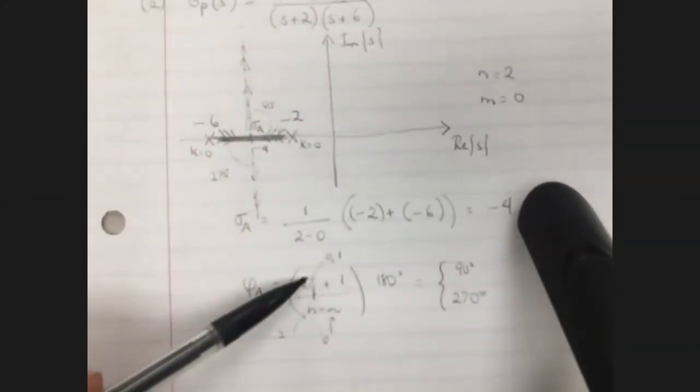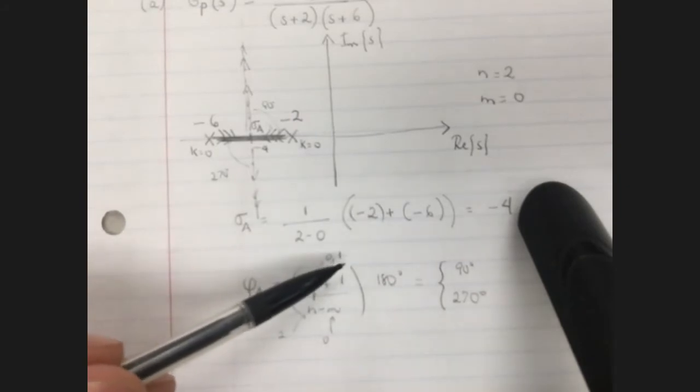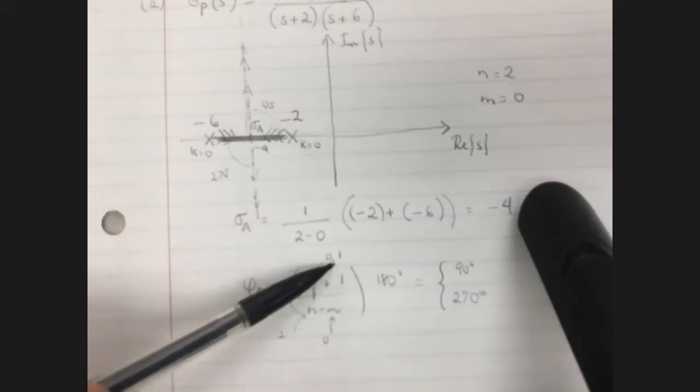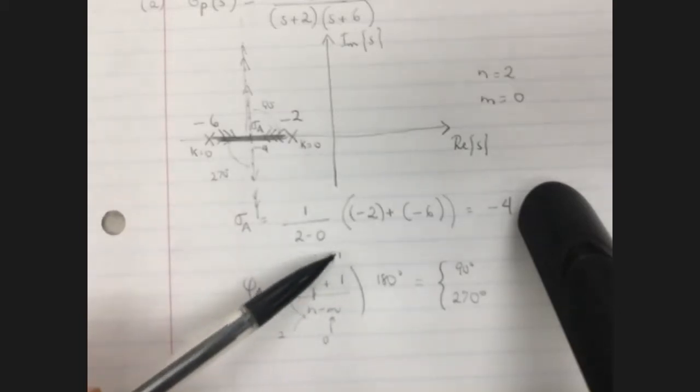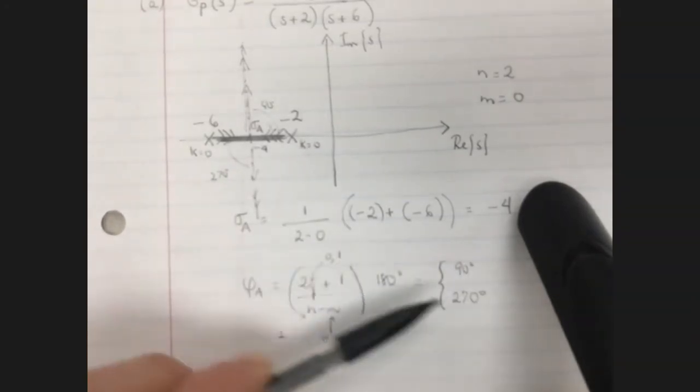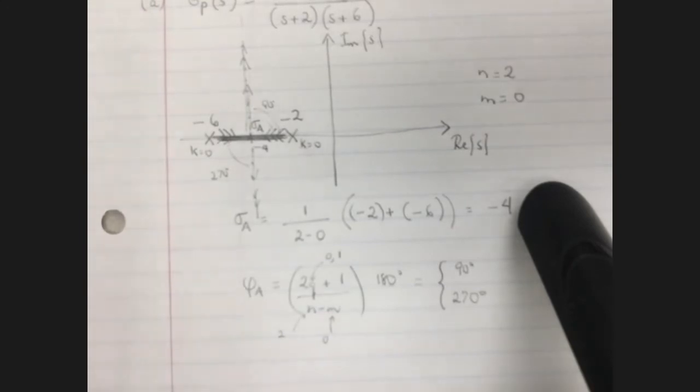Right here. So 0, 1, all the way to n minus m minus 1. So in this case, it was just 0 and 1, right? Because n minus m minus 1 is equal to 1. Okay, so for Q equals 0, we got 90. For Q equal 1, we got 270. And we stop there.